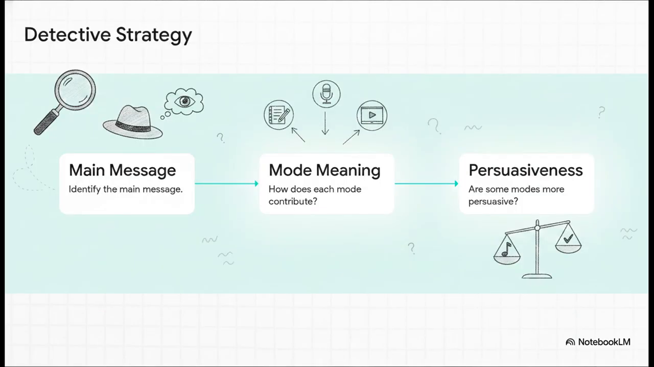So to apply this wisdom, you're going to need a strategy. Whenever you encounter digital media, I want you to become a digital detective. Just ask yourself 3 essential questions. Number 1, what is the main message trying to be communicated here? Number 2, how does each mode, the visual, the audio, the written, contribute to that specific message? And number 3, are some of these modes more persuasive than others? Like, is that sad background music making you feel more convinced than the actual facts?